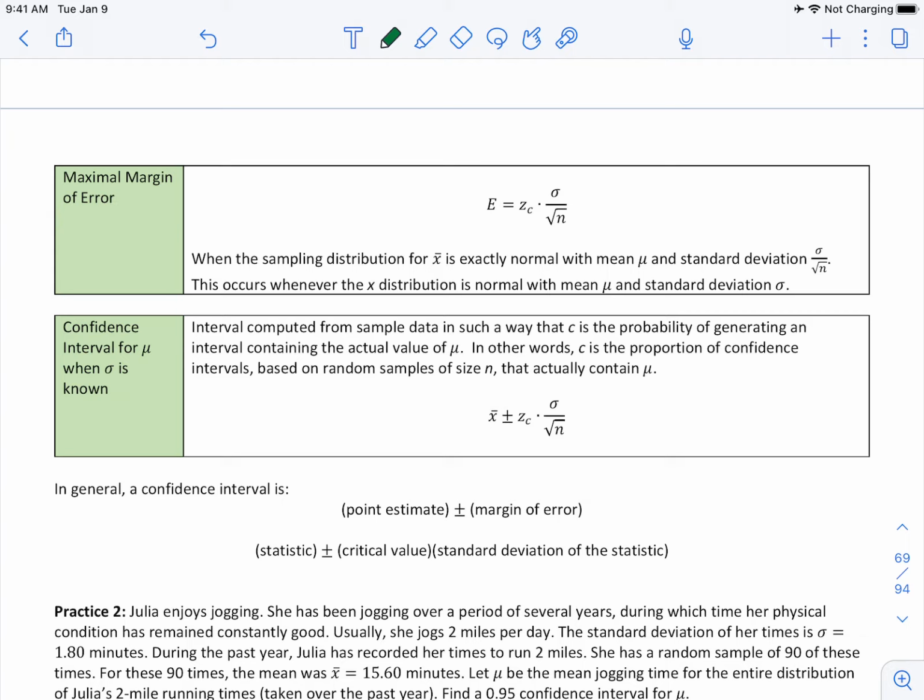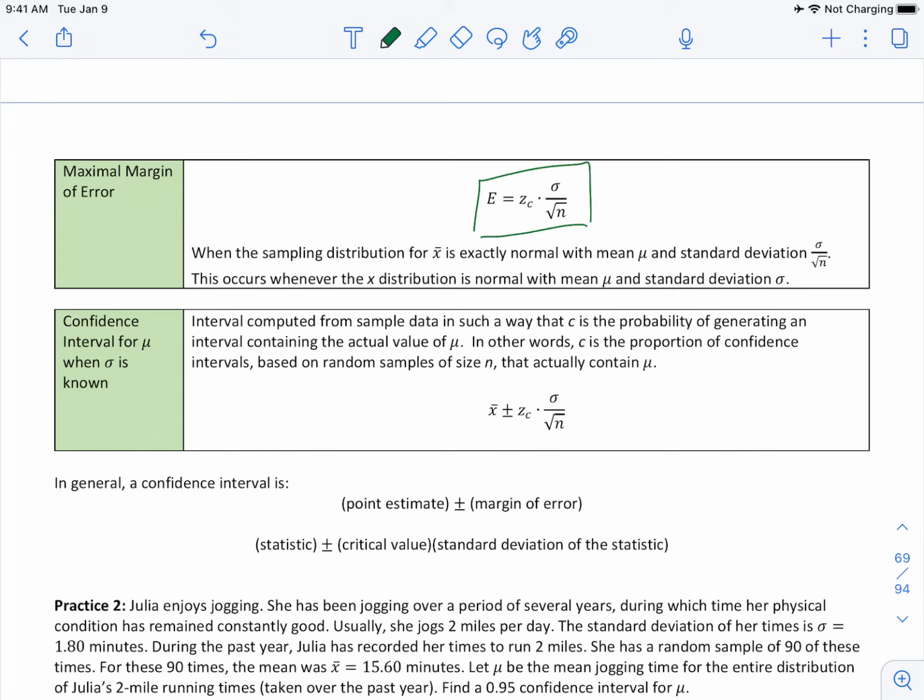The confidence interval for mu when sigma is known. This is the interval computed from sample data in such a way that C is the probability of generating an interval containing the actual value of mu. In other words, C is the proportion of confidence intervals based on random samples of size n that actually contain mu. Okay, so both of these formulas are important.